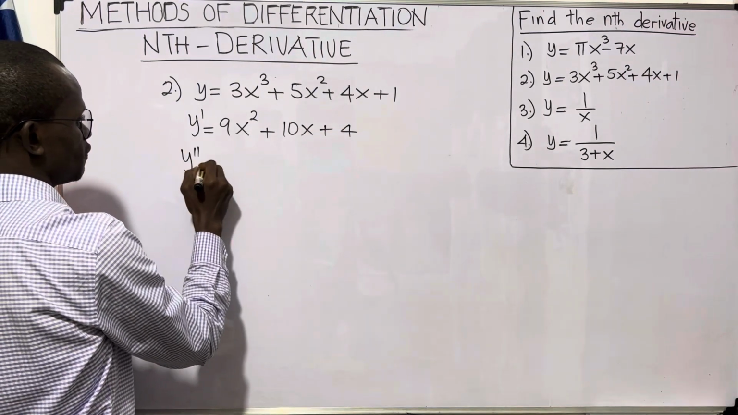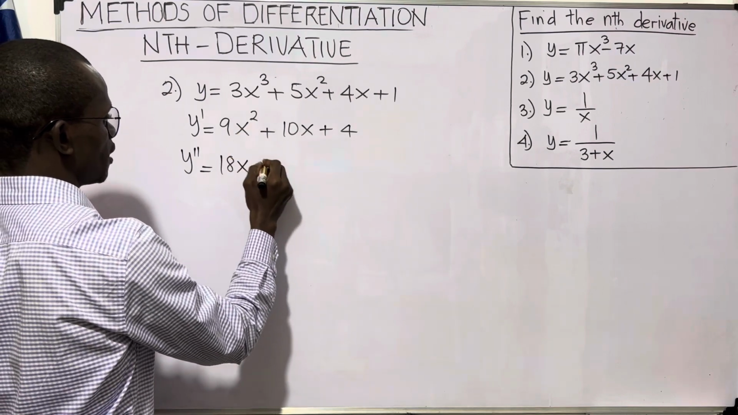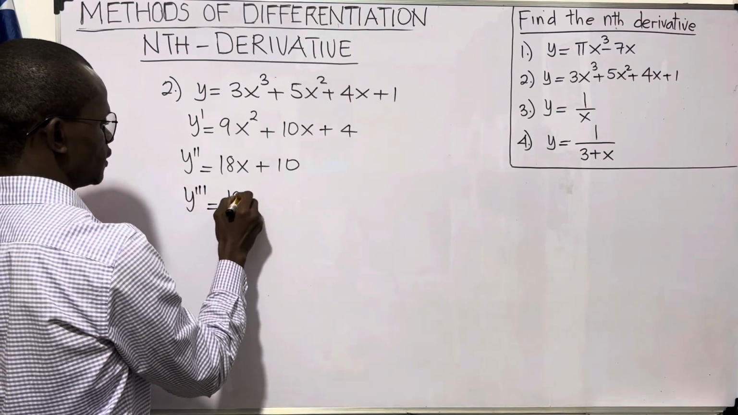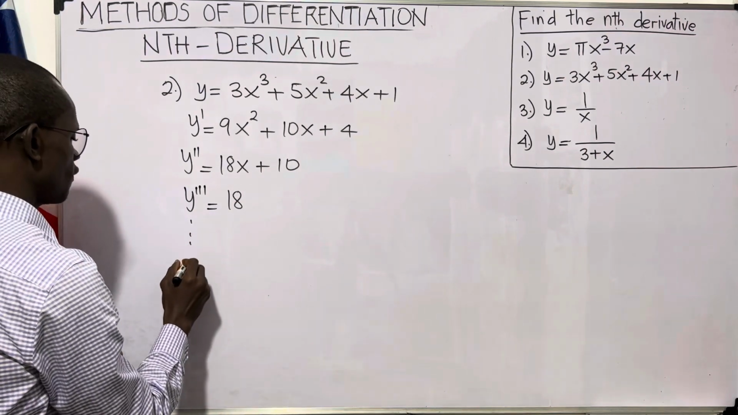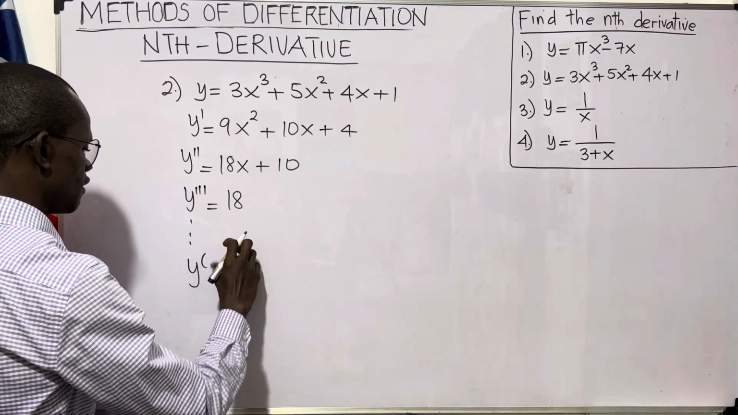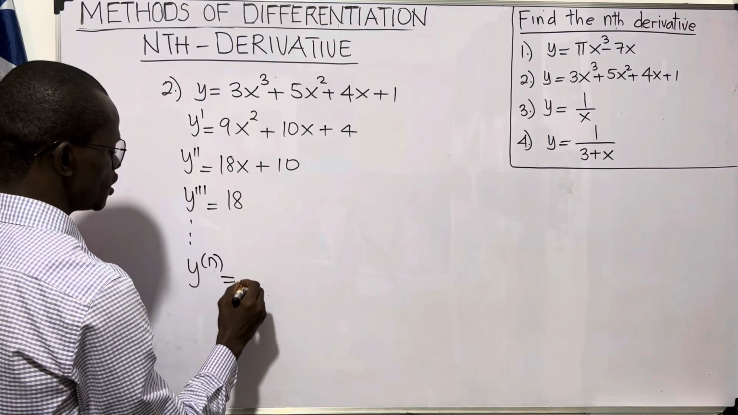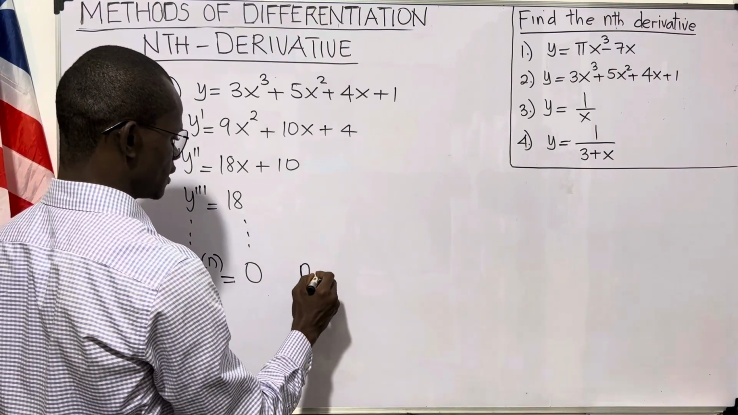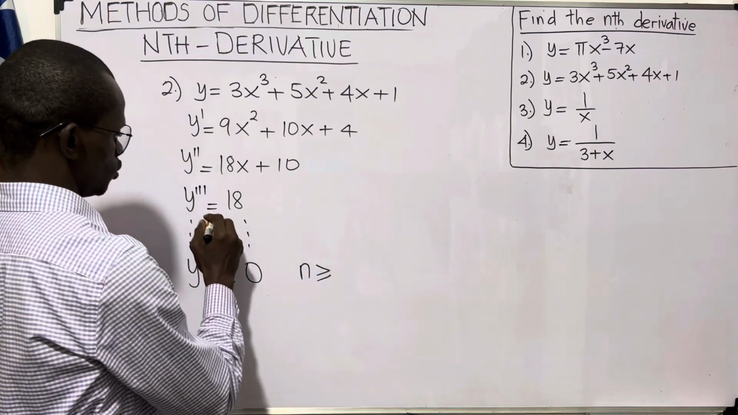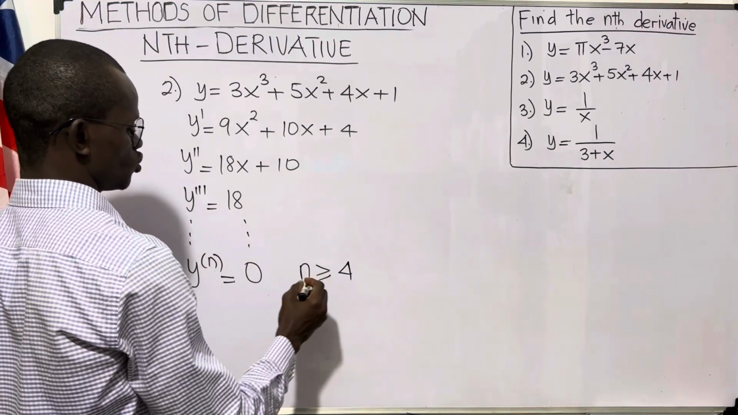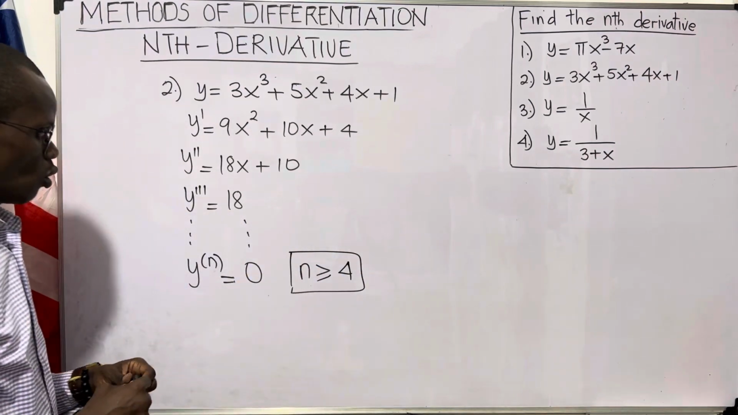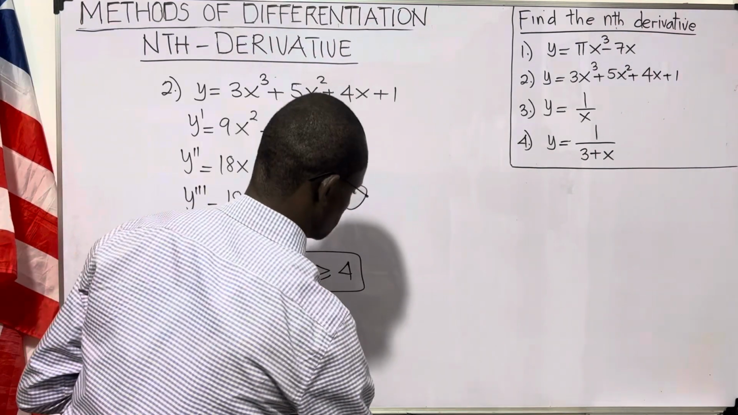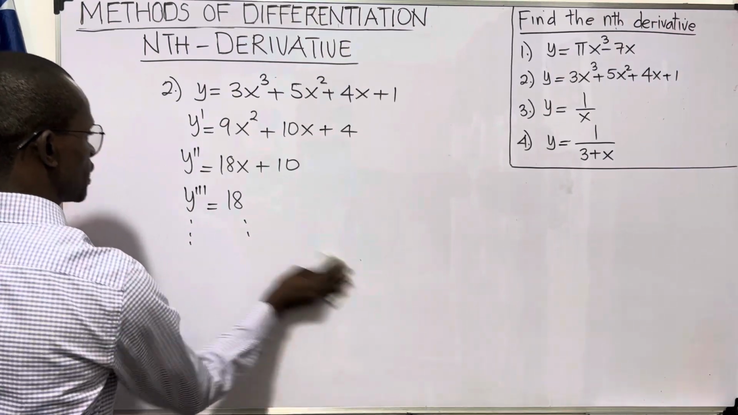We find the second derivative. 9 times 2 is 18x plus 10. We find the third derivative. This is just 18, and then this is 0. So the fourth derivative, let's say the nth derivative now, would just be equal to 0 for n greater than or equal to 4. So when n is equal to 4 or n is greater than 4, we will have our derivative just equal to 0. Okay, so let's look at the third problem.